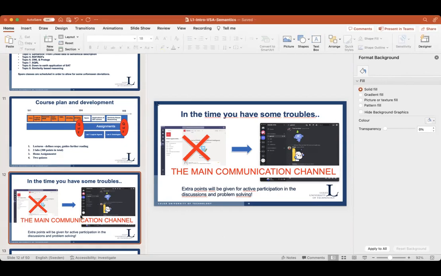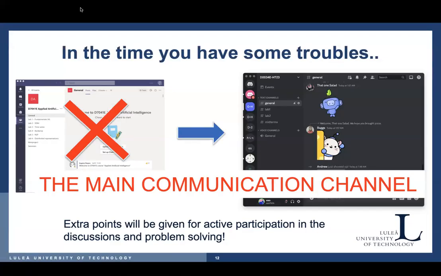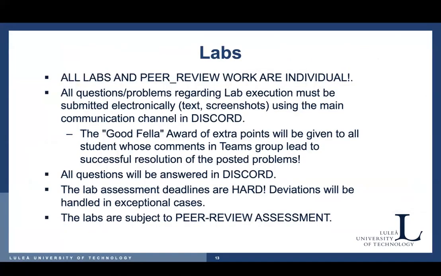Okay, so let me see. The labs are peer reviewed, so that worked last year. So it will continue as a peer review even this year.